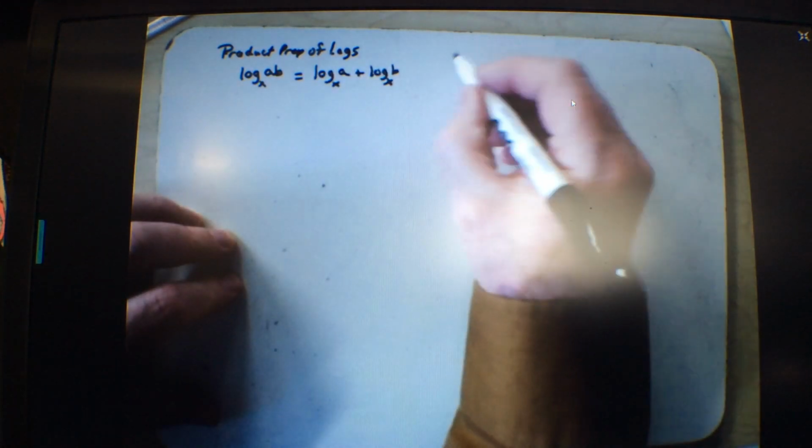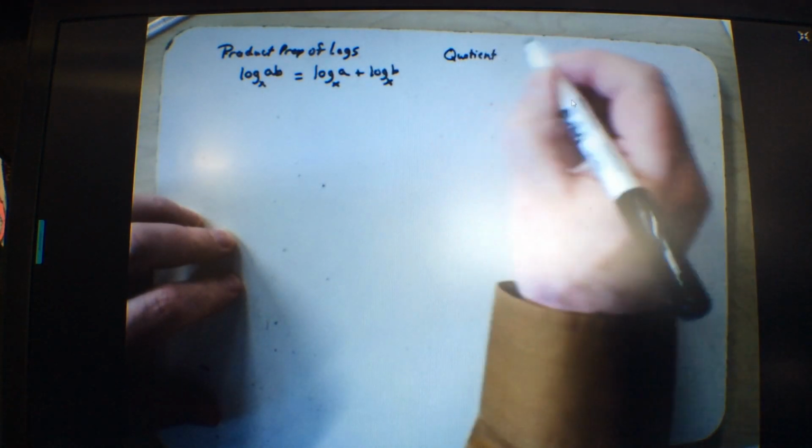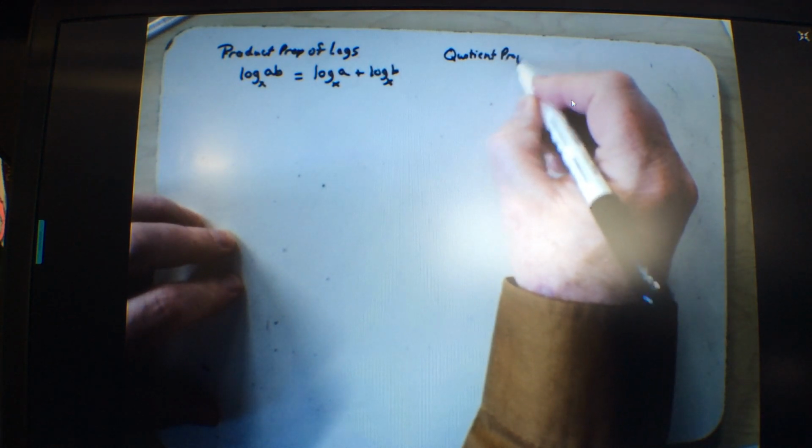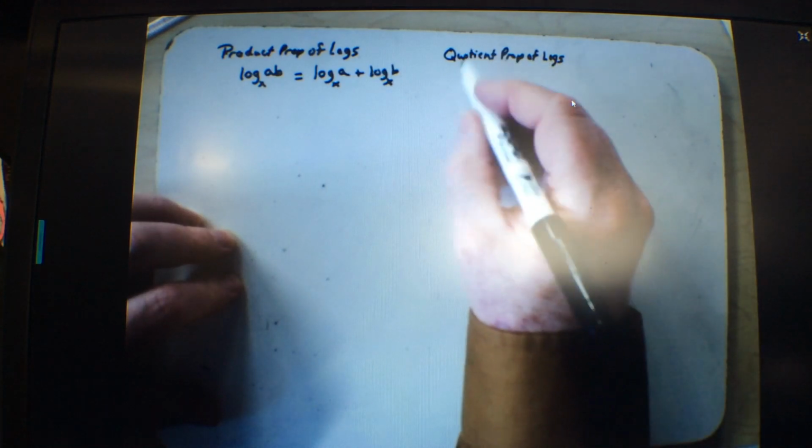If there is a product rule, guess what? There is a quotient rule also. Now I'm going to go through these and show you examples. There's a quotient rule property of logs also. And it says the same thing.